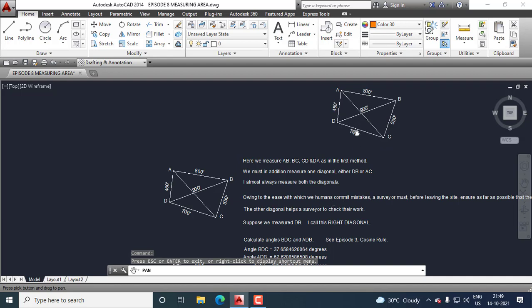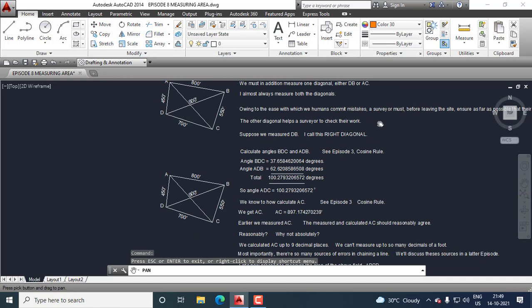So to calculate this, we can calculate this angle by using cosine rule. We can calculate this angle by using cosine rule, and we add both these angles and we will get the angle of ADC. We know angle ADC, we know AD, we know CD. Then by using cosine formula, we can calculate AC. So the calculated AC and measured AC must agree reasonably. Then we can be sure that our survey is accurate and our calculations are also accurate.